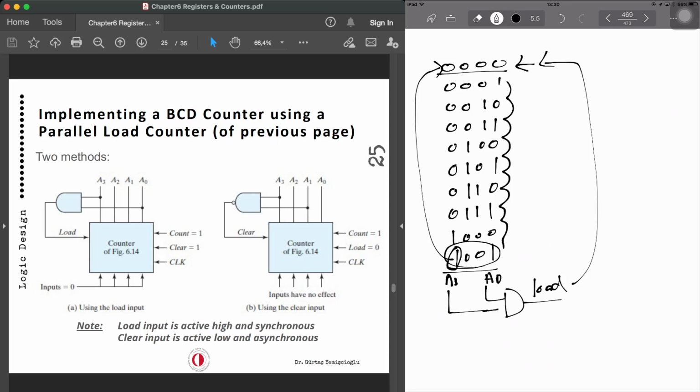So load is active high and synchronous. Clear is active low and it's asynchronous. So there are two possible ways of implementing it.